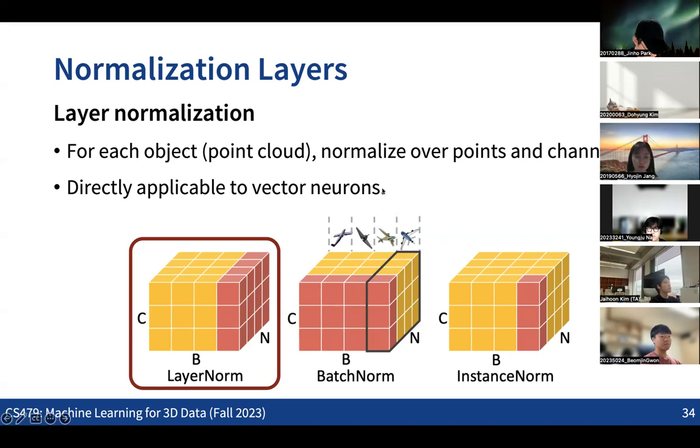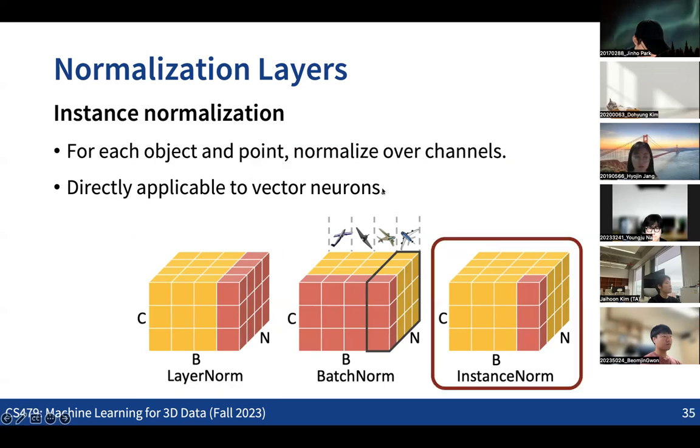So this can be directly applicable to the vector neurons. And instance normalization is the case where for each of the objects and also each of the points, we only normalize over the channels, normalizing the features over the channels. So this is also applicable in the vector neuron setup.